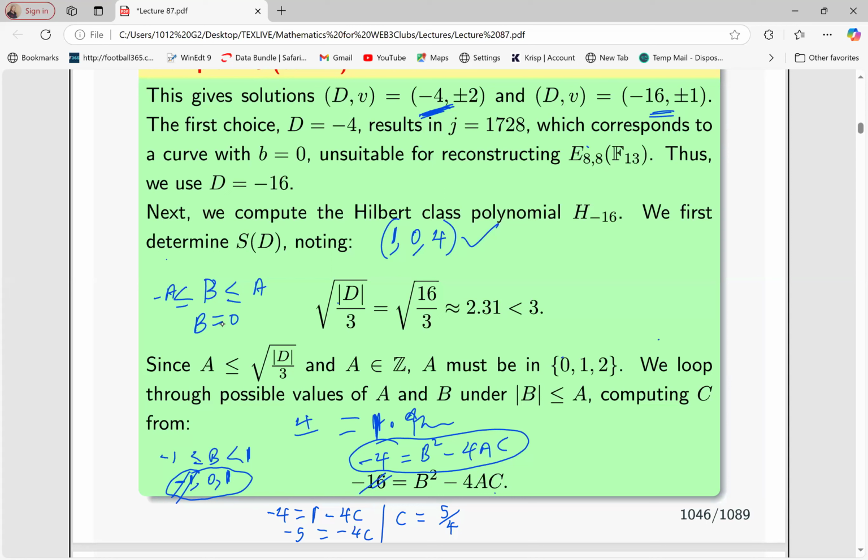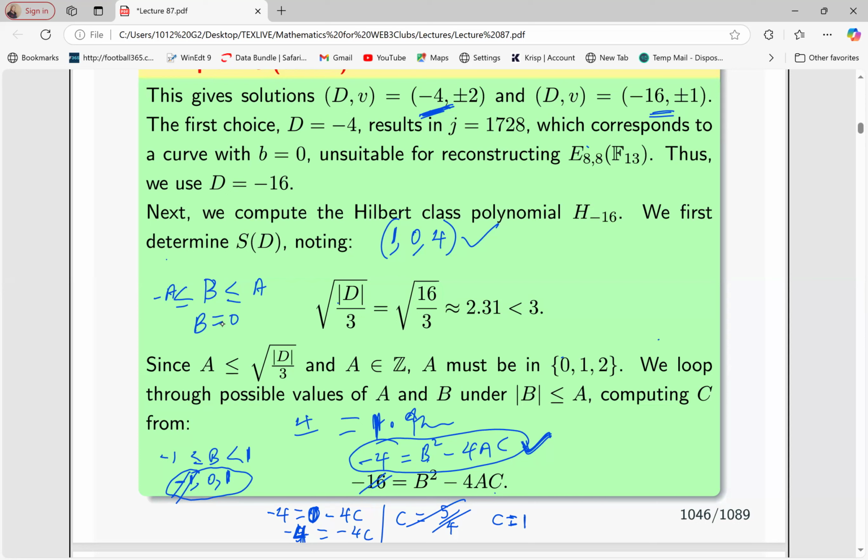What about 0? Can it be 0, just using the same equation? Where there is B, put 0. So this point becomes 0, and that means we have negative 4 equals 4C, or C is 1. Yes, so that means we have found a possibility.